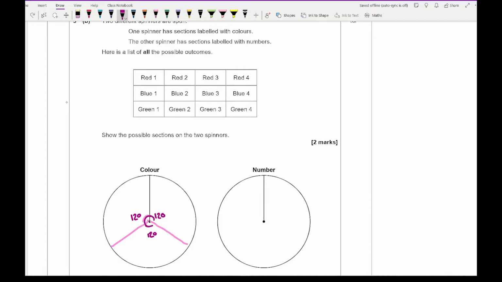And it's always good practice to label the sections. So we've got red, blue and green. Then for number, what we need to do is divide this into quarters. Oh, that's completely way off. Again, do need to be accurate with this, so make sure you are using a ruler, using a protractor where you can. And all of those need to be 90 degrees. And we just need to label each of the sections 1, 2, 3 and 4.